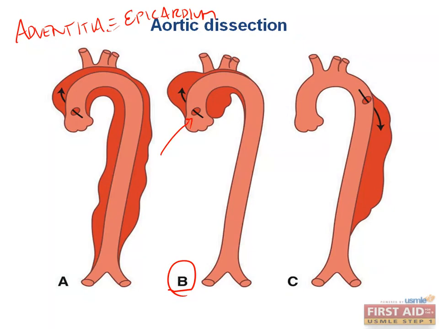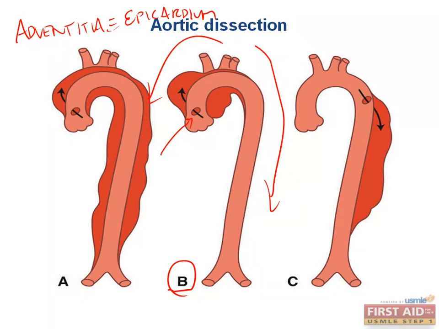The fact is that the dissection can even travel retrograde. So our tear can increase, and we can start accumulating blood going down this way or back this way. If it travels retrograde, it can cause blood to quickly accumulate in the pericardial sac, and now we not only have an aortic dissection, but we have cardiac tamponade.